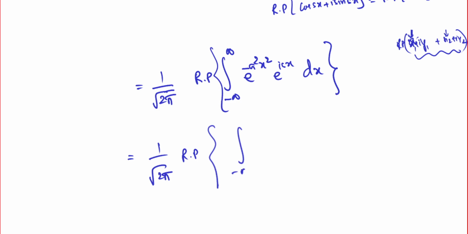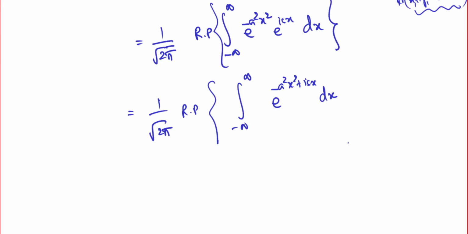What is this? This is the integral from minus infinity to infinity of e to the power minus a square x square plus isx, dx. Okay, fine. Now you got the idea. So what we have here is e to the power something, and that something can probably be written as a linear term and its square, and hence I can do some substitutions and then get the answer. That's the idea.